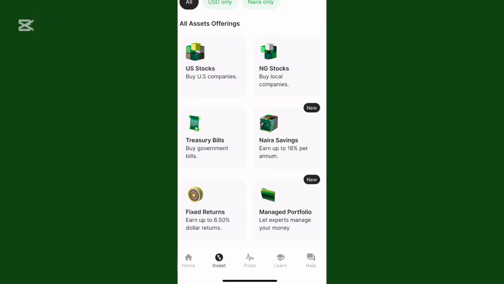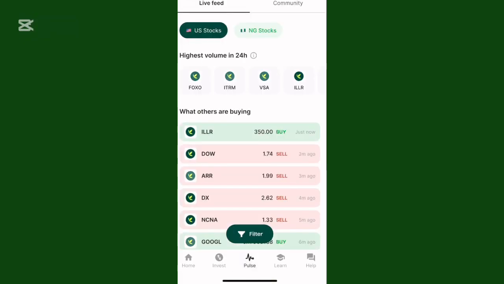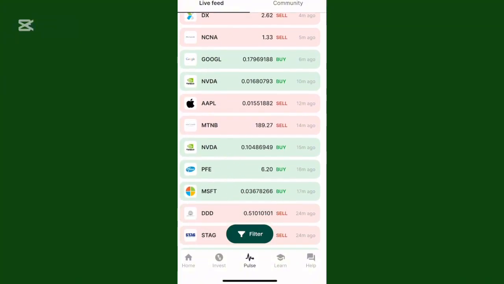The managed portfolio is if you want a broker to buy stocks on your behalf. So on Bamboo, managed portfolio is only available for US stock markets. They have only partnered with a US broker. Maybe they will be bringing someone in Nigeria soon. You also have a section where you see what people are buying and what people are selling.